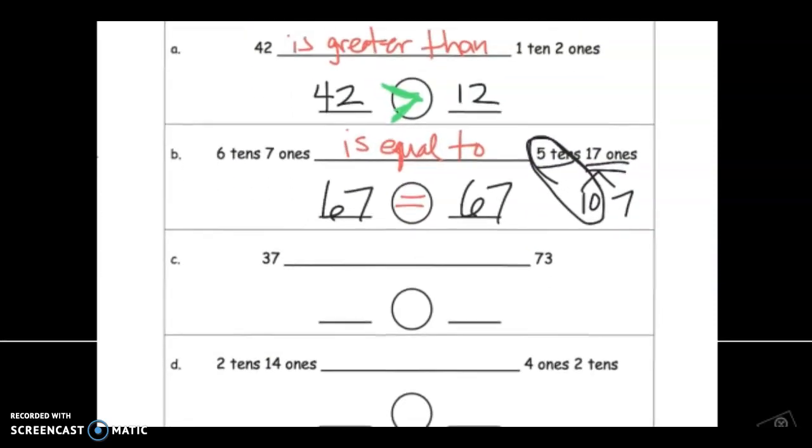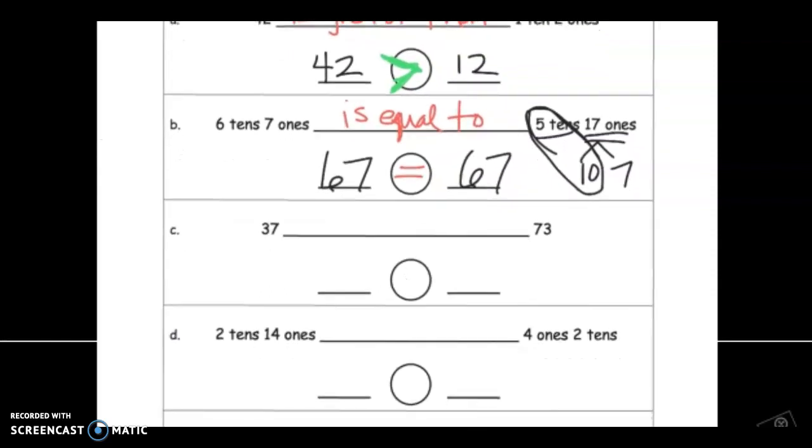And the last one, let's just do question C. So we've got 37. We've got 73. Parents and teachers, you see why we chose these two numbers? Because it's the same digits, just in a different order. And our alligator is going to eat the 73. So how do we use this using words? So we're going to start with 37. 37 is what compared to 73? Well, 37 is less than 73. So you're getting the idea.